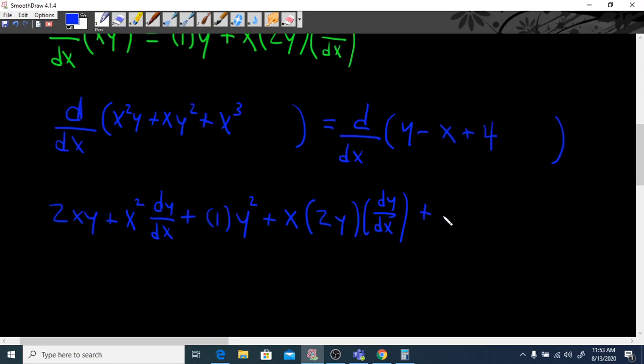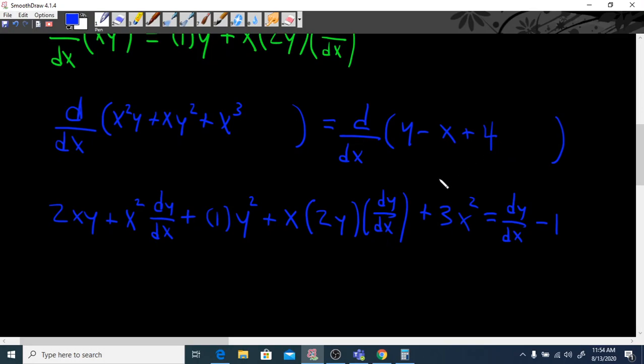Plus, and then the derivative of x cubed, 3x squared. Okay? There we go. There's the left-hand side. Now the right-hand side, the derivative of y. So just think about applying this to y. You just get dy dx. The derivative of x is 1, but there's a minus, so minus 1. And then the derivative of 4, that's a constant, so no change. So boom, there we go.